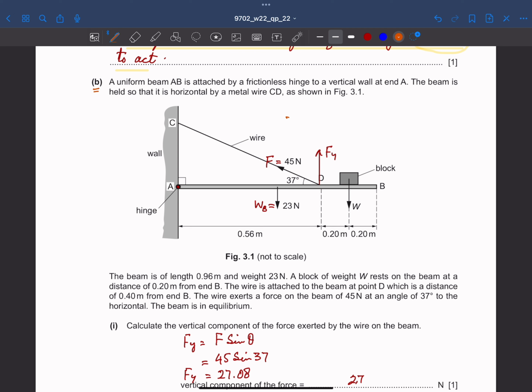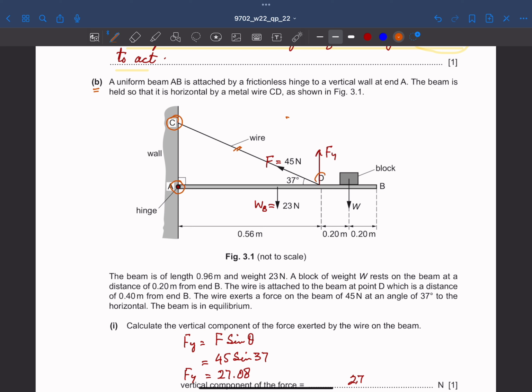In part B, a uniform beam AB is attached by a frictionless hinge to a vertical wall at the end A. Here you have the hinge. The beam is held so that it is horizontal by a metal wire CD as shown in figure 3.1. So here you have this string or wire which is between point B and C and D.